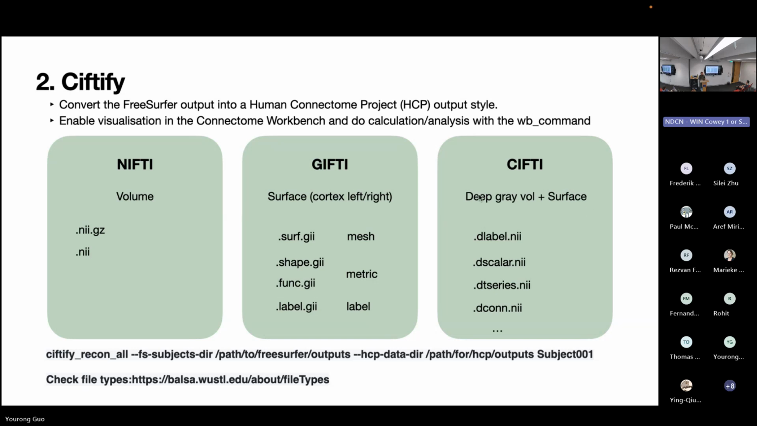CIFTI is a more compact version of the brain. So you can put in the deep gray matter volume data on it, and it also has both of the hemispheres on the surface. It also has a label file, a scalar file, a time series file, and the dense connectome file, which is the connectivity between any pairs of locations in the brain. So you can check, it's not all the CIFTI files I'm covering here. You can check if there are other files in this link.